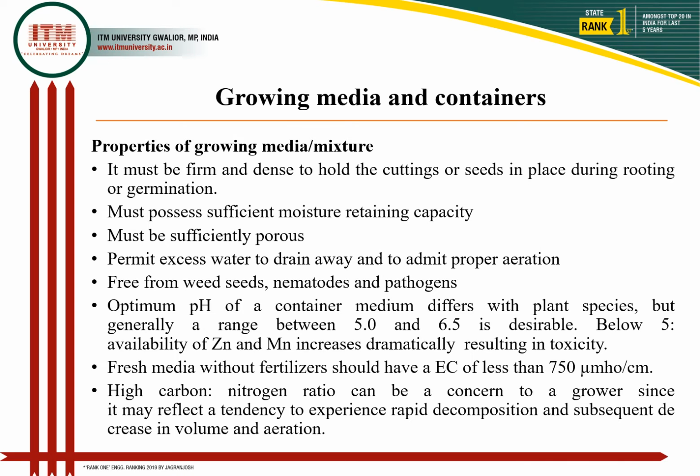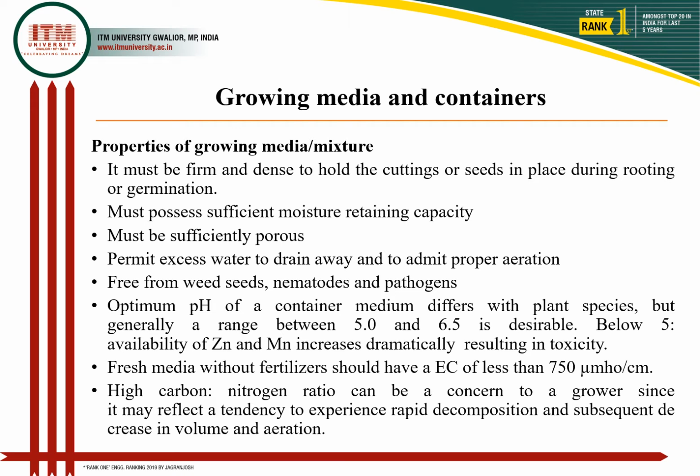It must possess sufficient moisture retaining capacity. It must be sufficiently porous. It must permit excess water to drain away and to admit proper aeration. It is free from weeds, seeds, nematodes and pathogens. And the optimum pH is also very important, which should be taken care of. The optimum pH should range between 5 to 6.5 as it is desirable for the growth of root and the germination of seed.